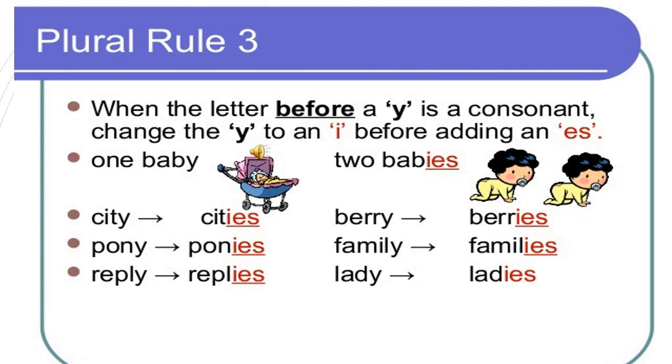Look at the first example, one baby. So the noun is baby and the last letter is y and there is a consonant letter before y. So now we want to pluralize it. Because of this, we have to remove the letter y and add ies. Then it becomes babies, two babies. Study well. There is a list of examples. Read these words and identify how to form them into plural form.